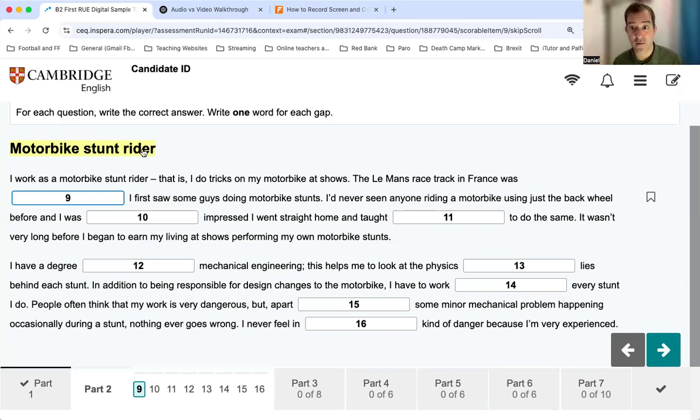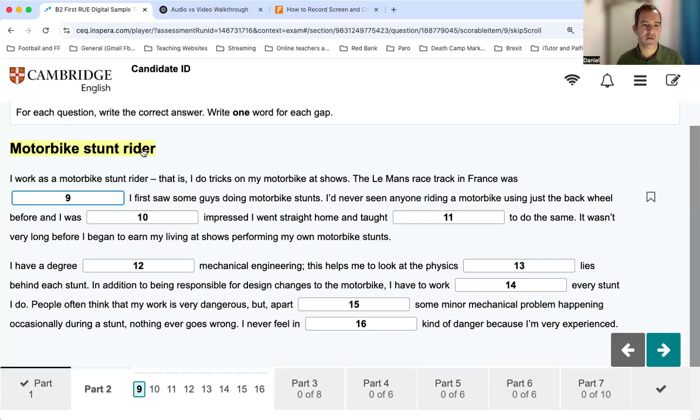Okay, let's begin reading. Motorbike stunt rider. Have you ever dreamed about being Evel Knievel or Evella Knievel? Me, I'm really scared of motorbikes, to be honest. One day I'll tell you the story about me and motorbikes. Let's just say it wasn't very much fun for all involved. But stunts are cool.